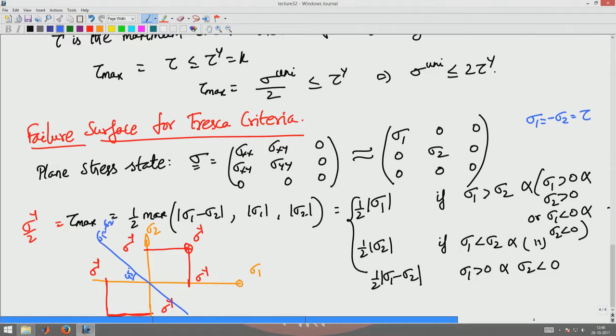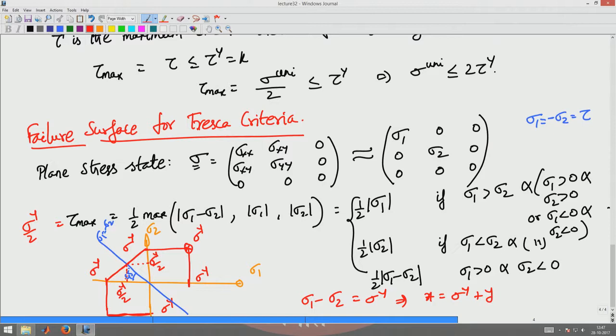In that line, you know that the maximum stress that it can reach is sigma y by 2. This is sigma y by 2, and this is sigma y by 2. And I know that the equation that governs when sigma 1 is positive and sigma 2 is positive is sigma 1 minus sigma 2 equal to sigma y. In other words, this equation is of the form x equal to sigma y plus y. So, this line represents sigma 1 minus sigma 2 equal to sigma y.